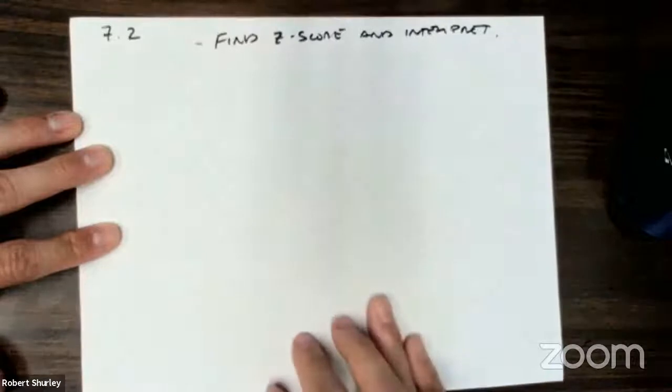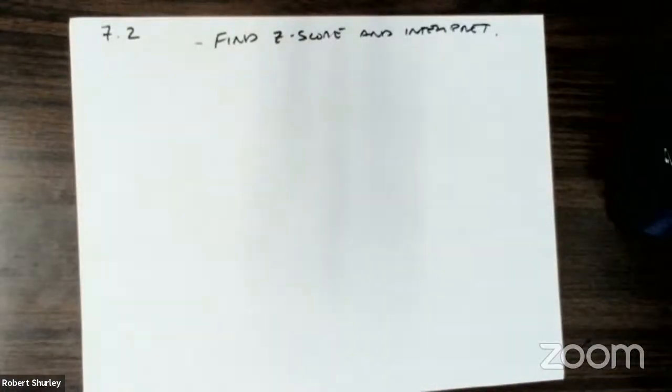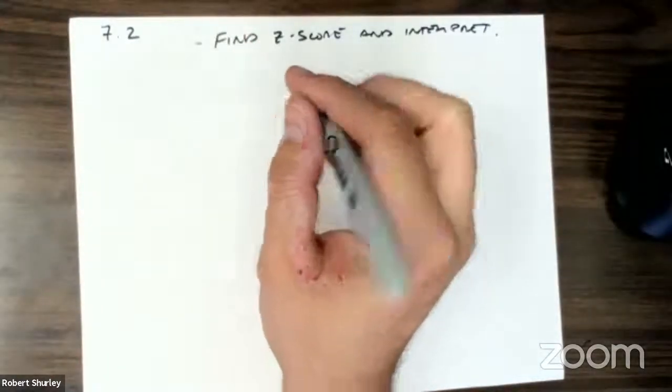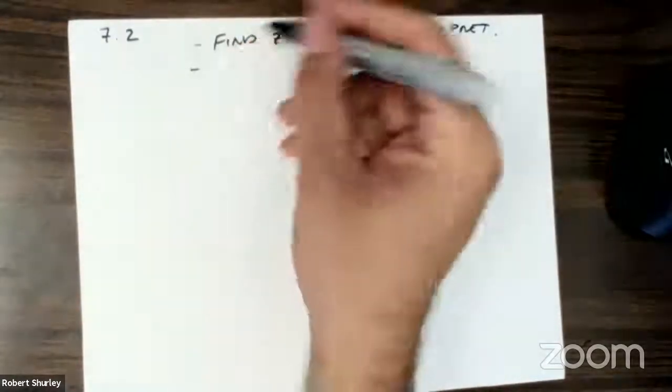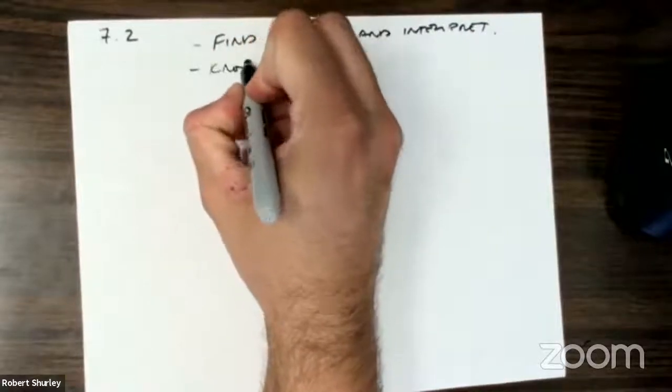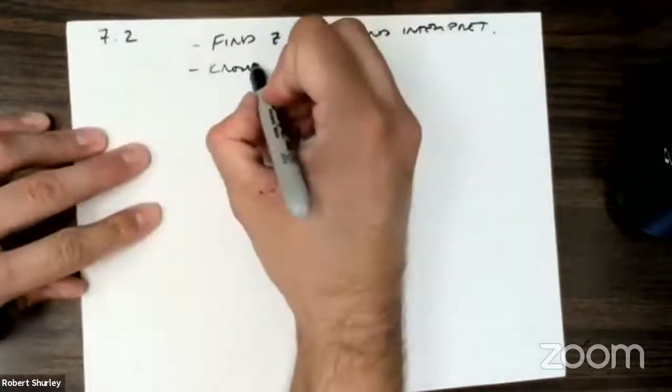When I say interpret, I mean, if I know my z-score is 1.5, that means I'm 1.5 standard deviations from the mean, right? That's what I'm looking for. So I need you to find the z-score and interpret it. Know the properties of the z-score because they'll help you with interpreting. It's on page 308.